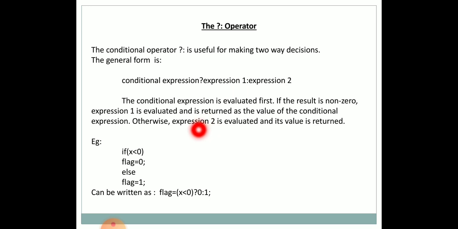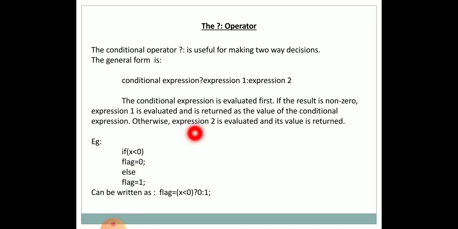The same can be done using an if-else statement. For example, consider this part of program. If x less than 0, flag equal to 0. As we learned, after checking for a condition using an if statement, if that condition is found to be true, the statement immediately following the if statement, that is the statement given in the if block, will be executed. If the condition is found to be false, then the else part of the if statement will be executed.